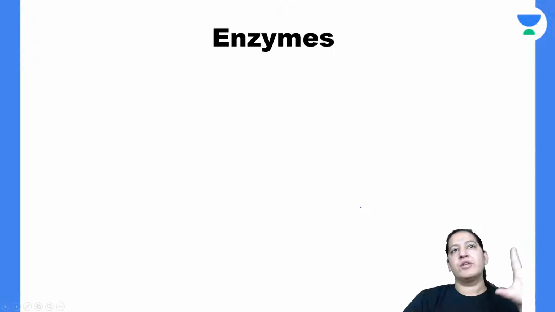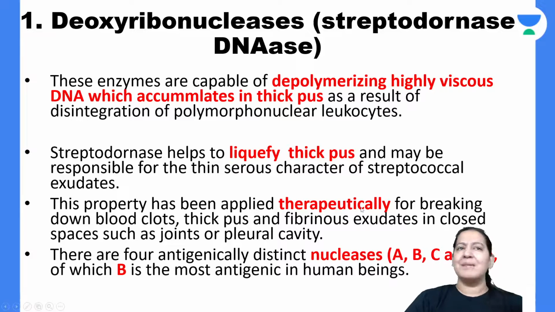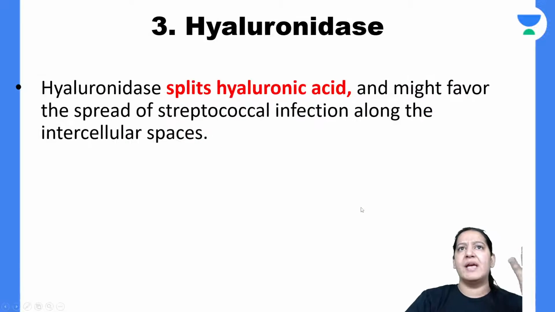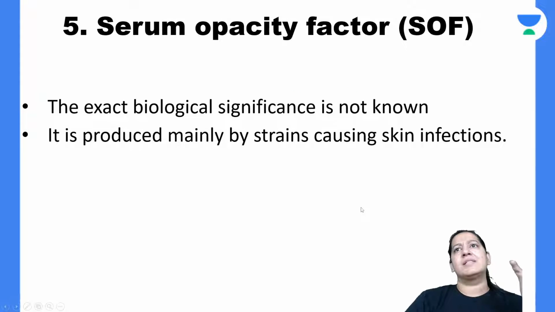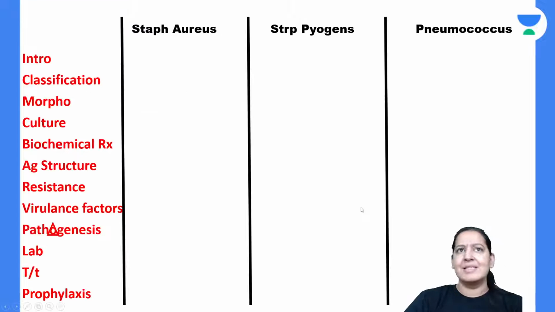So that is about the toxins. What about enzymes? I've told you two virulence factors, toxins and enzymes. There are many types of enzymes present inside the bacteria: DNase, streptokinase, hyaluronidase, protease, SOF, anidase. So just learn the names. Don't go into details.